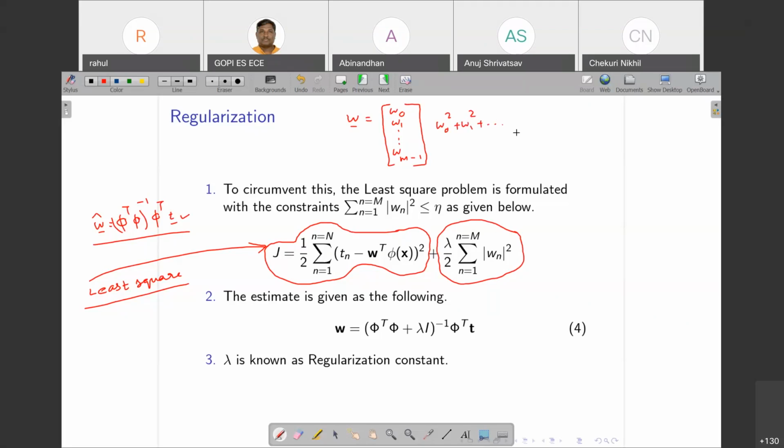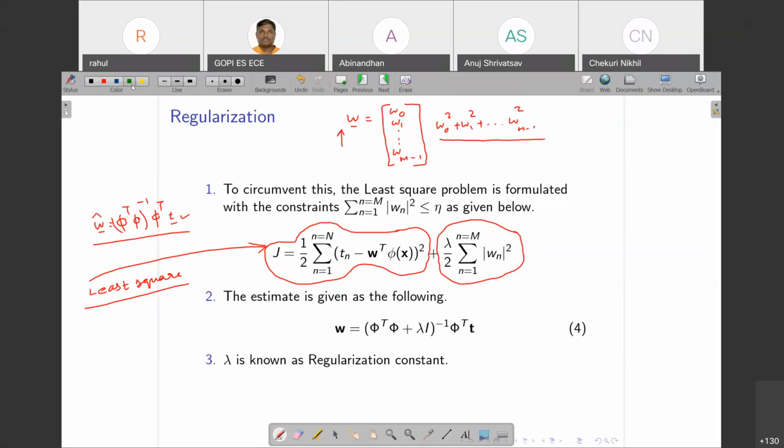As I'm considering only real numbers, not complex numbers, I'm not taking any magnitude here. You can simply square just like that. So this is giving you the magnitude square of the vector w. Indirectly we are talking about the magnitude of this vector w, so that is also part of this objective function.